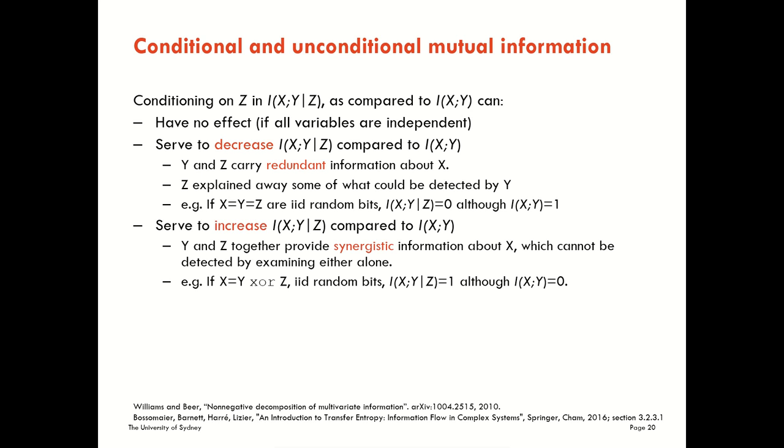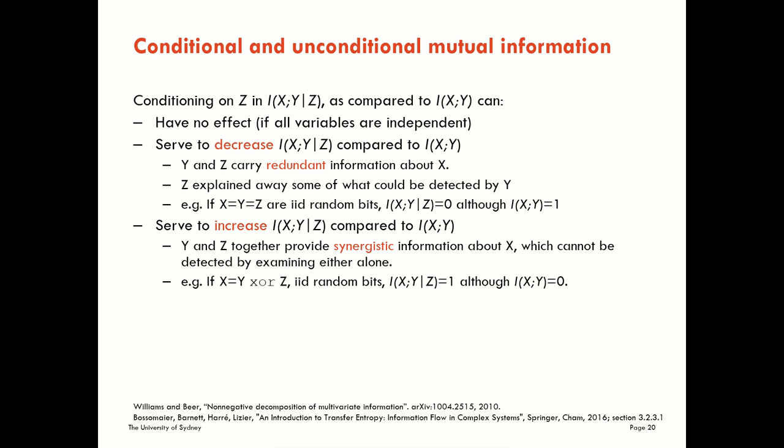A third possibility here is that the conditioning on z could actually serve to increase the conditional mutual information in comparison to the unconditioned form. What we say has happened here is that y and z together provide synergistic information about x, which cannot be detected by examining either alone.